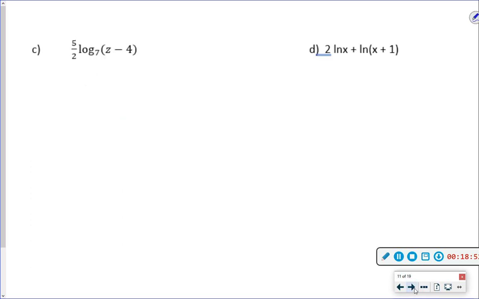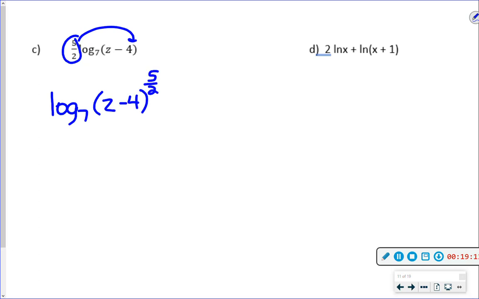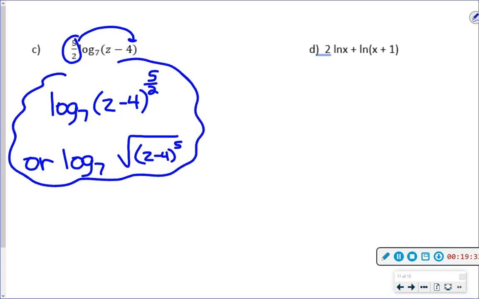Now, I'm looking at C and it looks pretty small to me already. There's one log in it, but we want it to be the log of whatever. I don't want that 5/2 in the front, so I'm going to go ahead and tack that on as the exponent. Or I suppose, if you wanted to get fancy, because we're all about fancy in here, this would be the same thing. If you're feeling fancy, square root, that's the 2 there, and then the power. I don't care, either one. You don't have to be fancy about it.